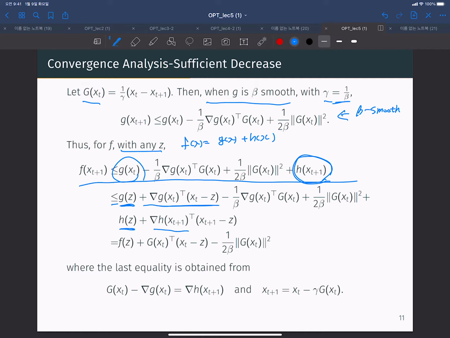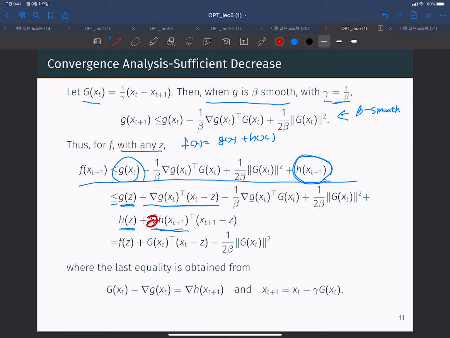But the problem is, as I explained earlier, the h function can be non-differentiable. That's why we have to use the proximal gradient descent algorithm. If both g and h are differentiable, we don't need to use the proximal gradient descent algorithm. You can simply use the gradient descent algorithm. So this is a typo, actually. We cannot define the gradient of h at some point. Instead, we can use the subgradient. I will explain what a subgradient is in a different video clip.